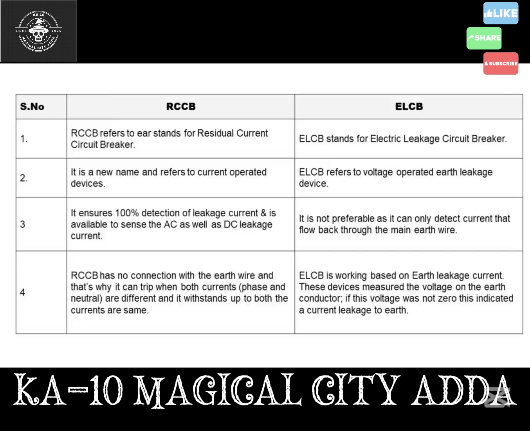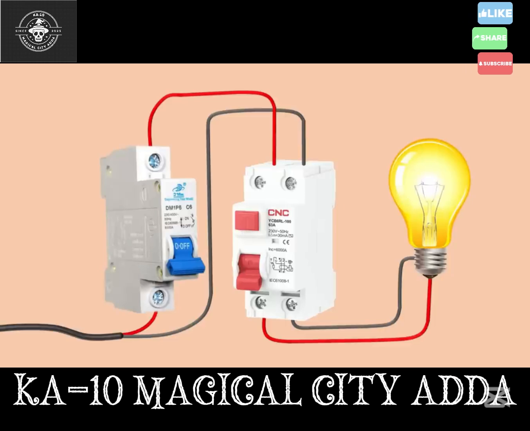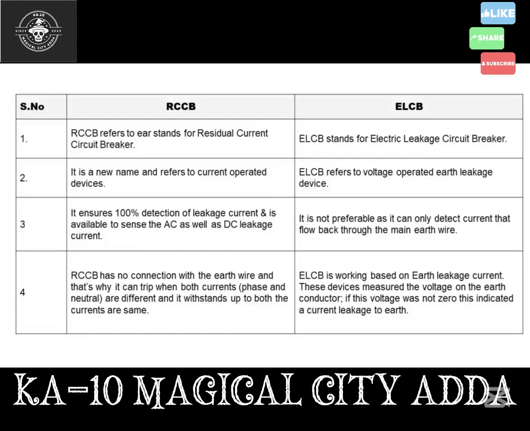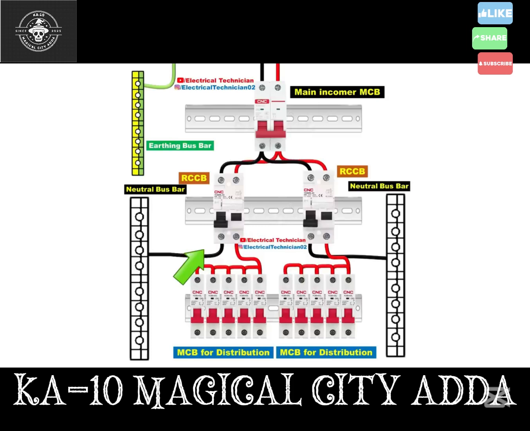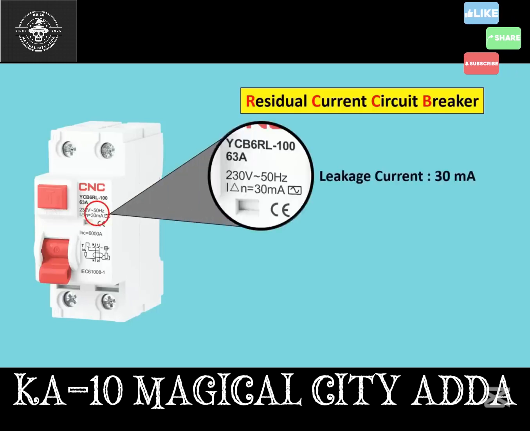For now, just understand that both RCCB and ELCB are a type of device which provides protection from electric shocks and earth fault. If you go to market to buy a ELCB, then it may possible that you can't find it. For now, you can only find RCCB in the market, which is more sensible than ELCB. Before moving forward, I want to tell you one more thing, that when you go for installation of RCCB, then in this condition, the leakage current of RCCB must be 30 milliampere.